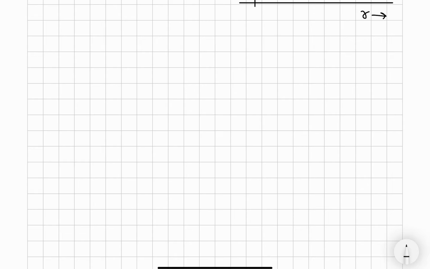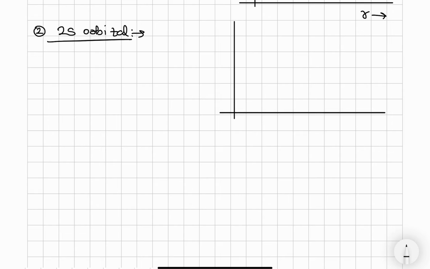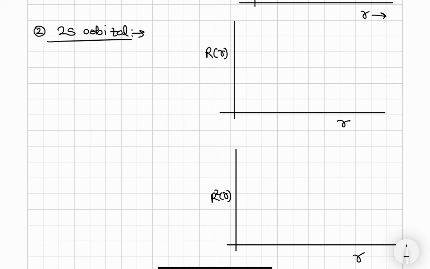Next graph, for the 2s orbital. First of all, we will draw the axes, y-axis and x-axis. This graph is R(r) versus r, and this one is R square(r) versus r.